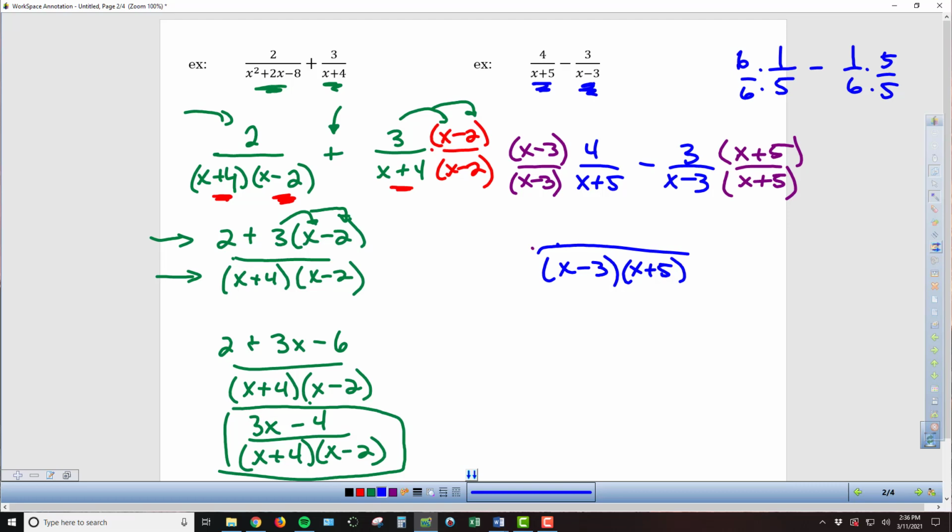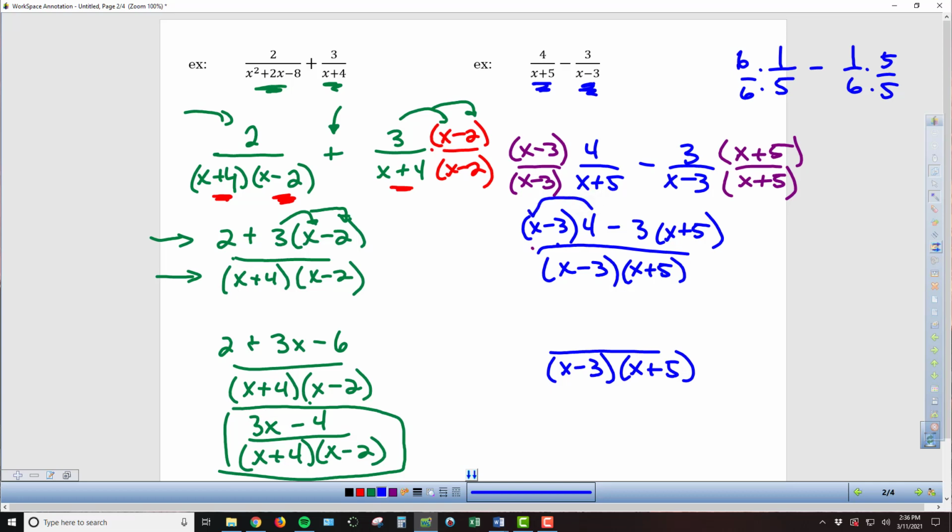Now in the numerator, I'm going to have some work to do. So I'll leave it in this undistributed format first. So x minus 3 times 4, and then minus 3 times x plus 5. And so the denominator, as it does on all these problems, once we get a common denominator, is just going to stay as is. But then in the numerator is where I still have some work to do.